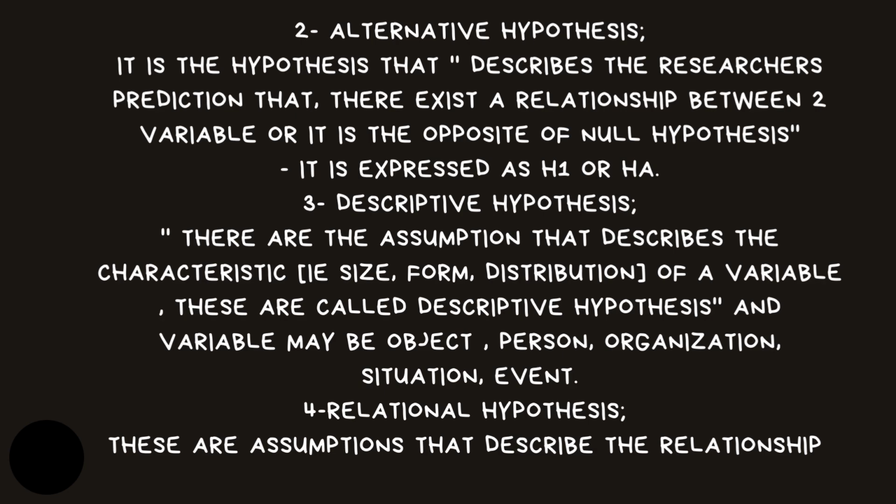The other one is the alternative hypothesis. It describes the researcher's prediction that there exists a relationship between the two variables, or it is the opposite of the null hypothesis, and is expressed as H1 or HA. The descriptive hypothesis: these are the assumptions that describe the characteristics, which can be the size, form, or distribution of a variable. The variable may be an object, a person, an organization, situations, and events. The relational hypothesis: these are the assumptions that describe the relation of the factors.